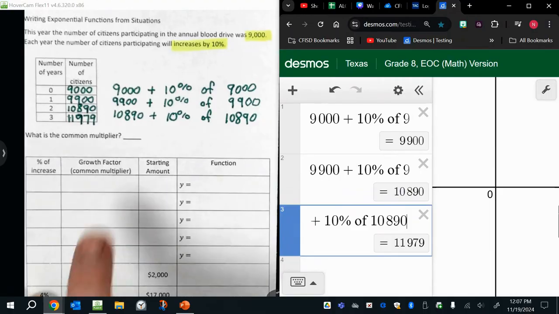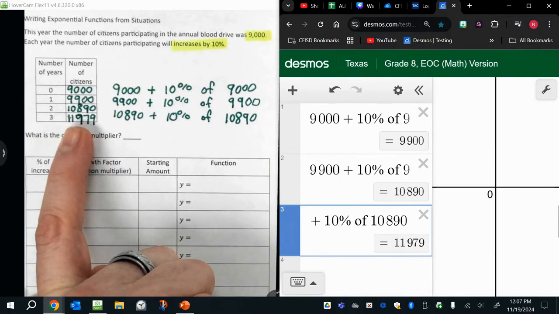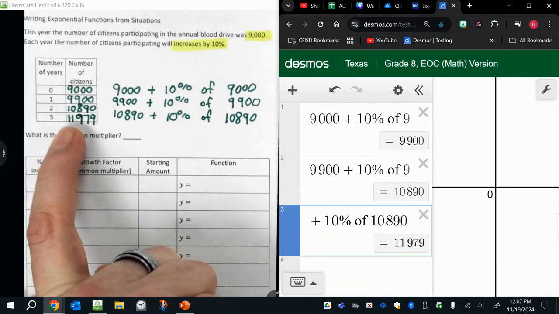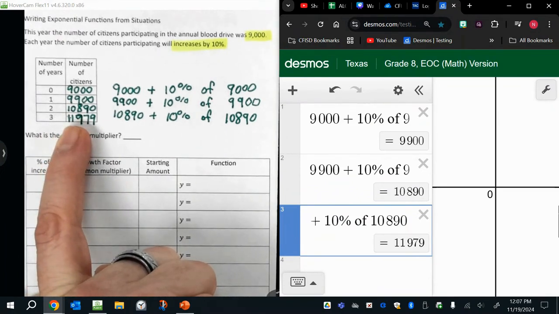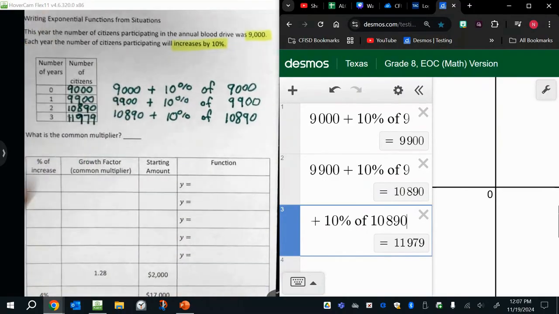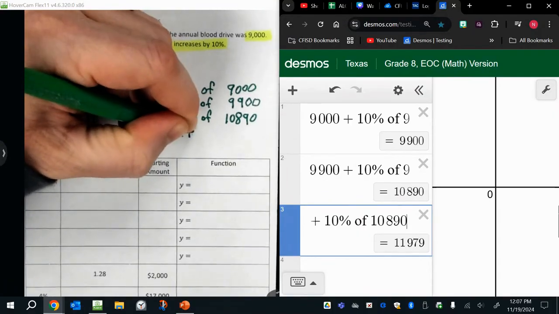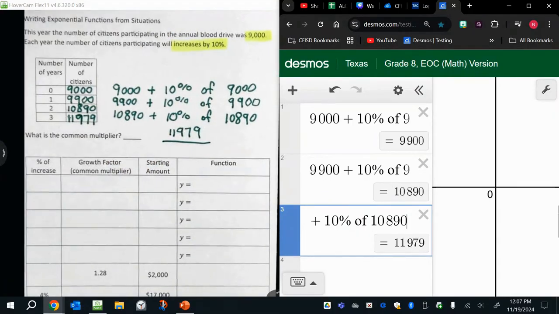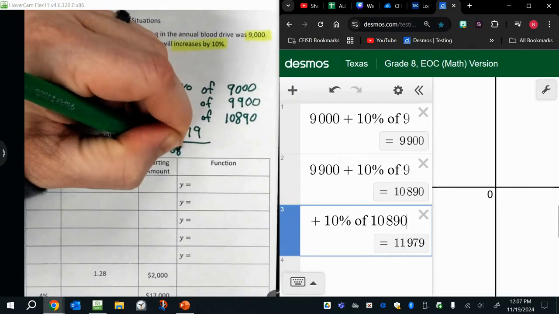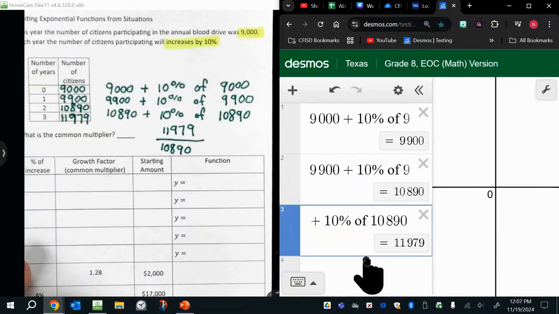Well, here, what is the question? What is this moving by? What's the common multiplier? Well, the other day we talked about if I want to find the multiplier, I'm going to take this guy and divide it from this guy. So I'm going to keep going in that direction.